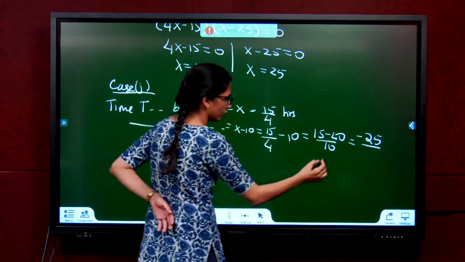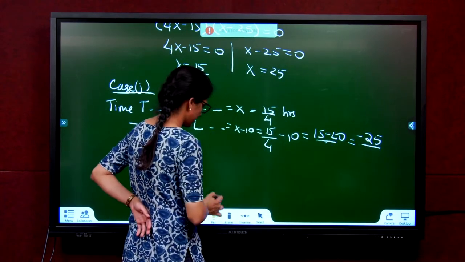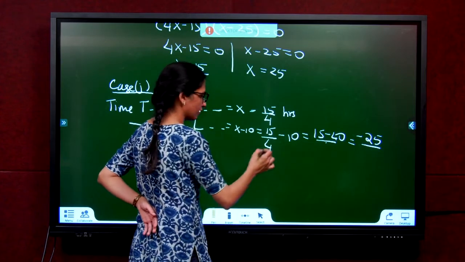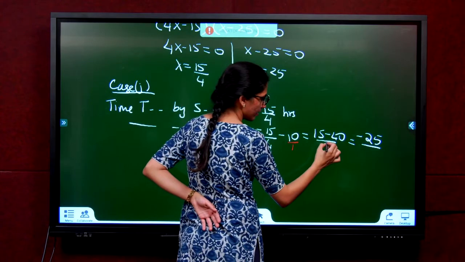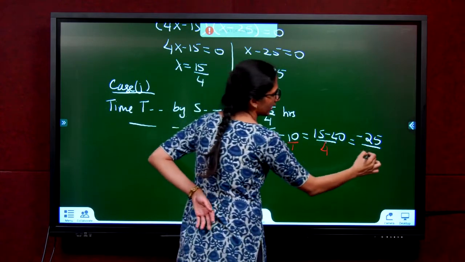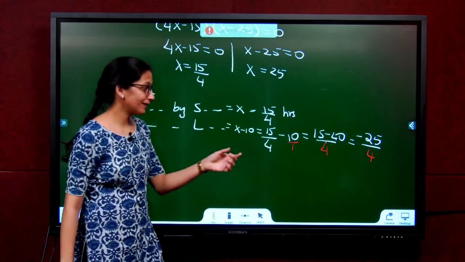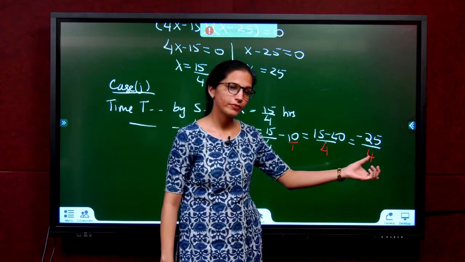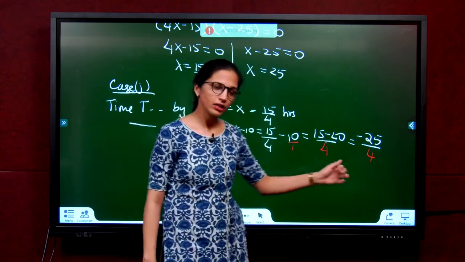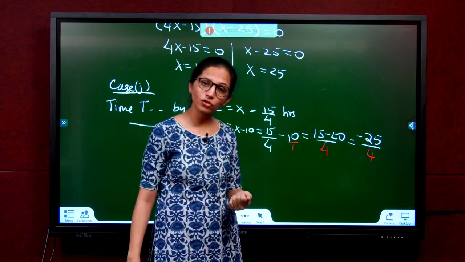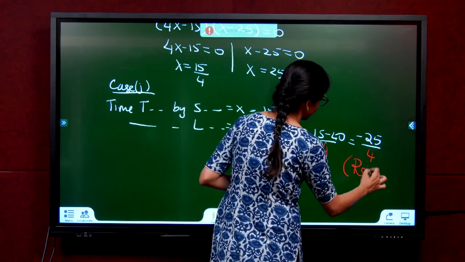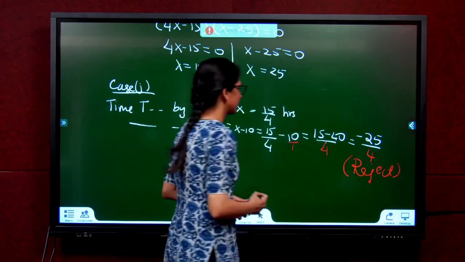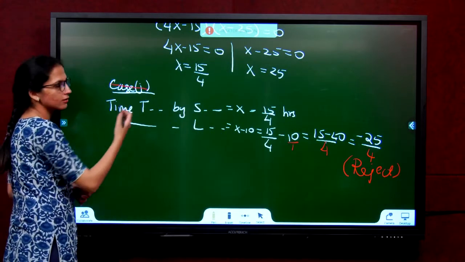The LCM is 4 here. How 4, guys? See here. This is 4. This is 1. So 4 ones are 4. So what happens here? 4. Correct. So minus 25 by 4. Can time be negative? So can the large tap fill the tank in minus 25 by 4 hours? No. Which is why we reject this. Therefore, case 1 does not hold good.